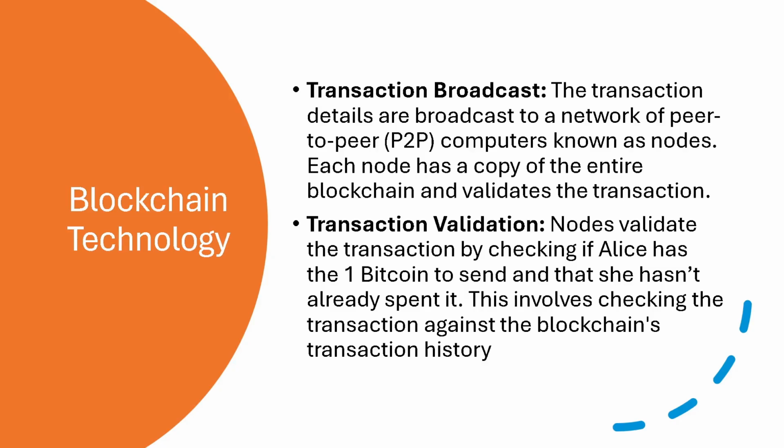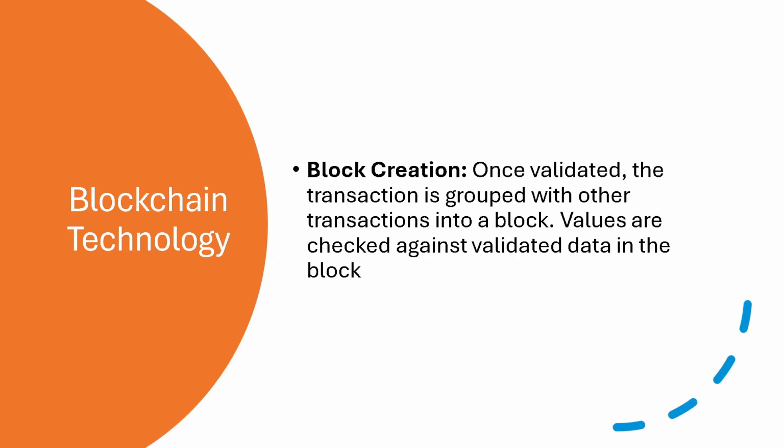Transaction validation. Nodes validate the transaction by checking if Alice, or the first party, has the one Bitcoin to send and that she hasn't already spent it. This involves checking the transaction against the blockchain's transaction history. Block creation. Once validated, the transaction is grouped with other transactions into a block. The values are then checked against the validated data in the block.